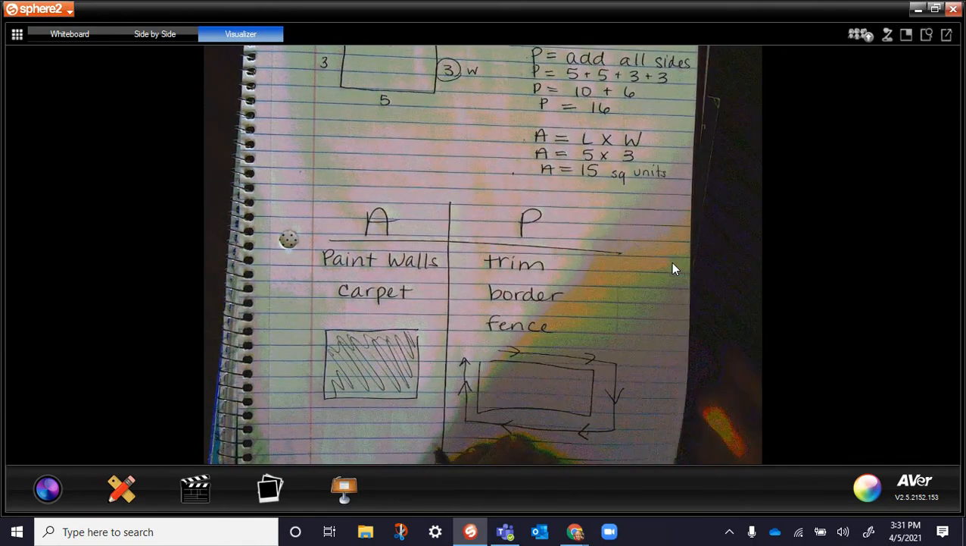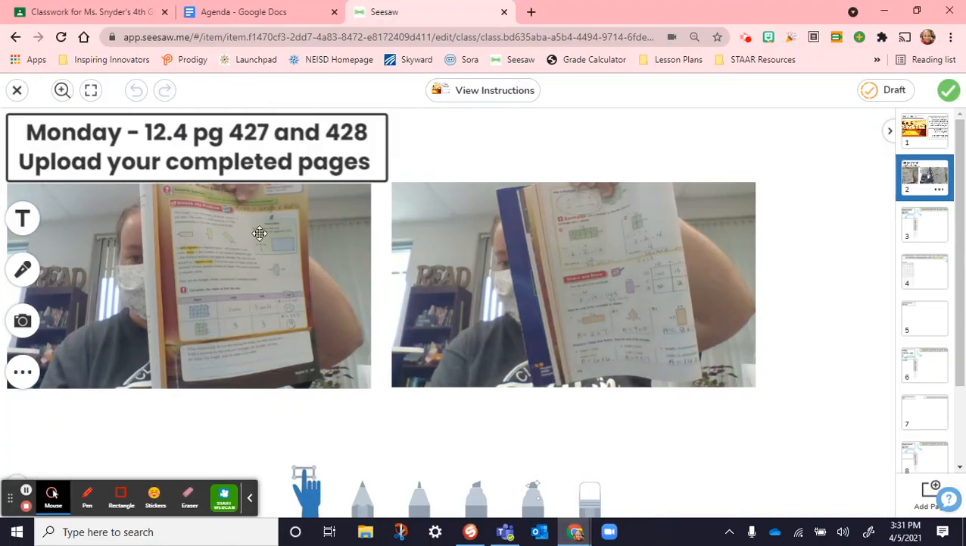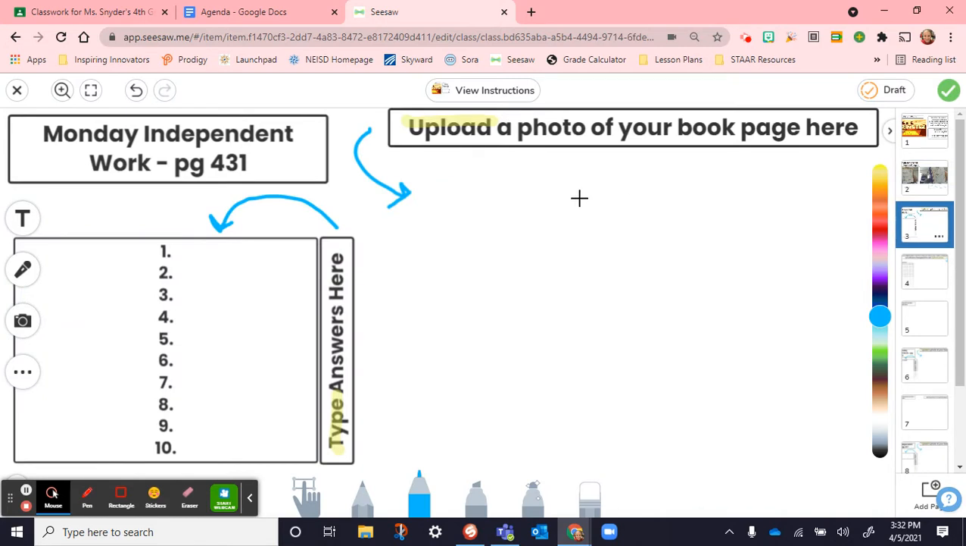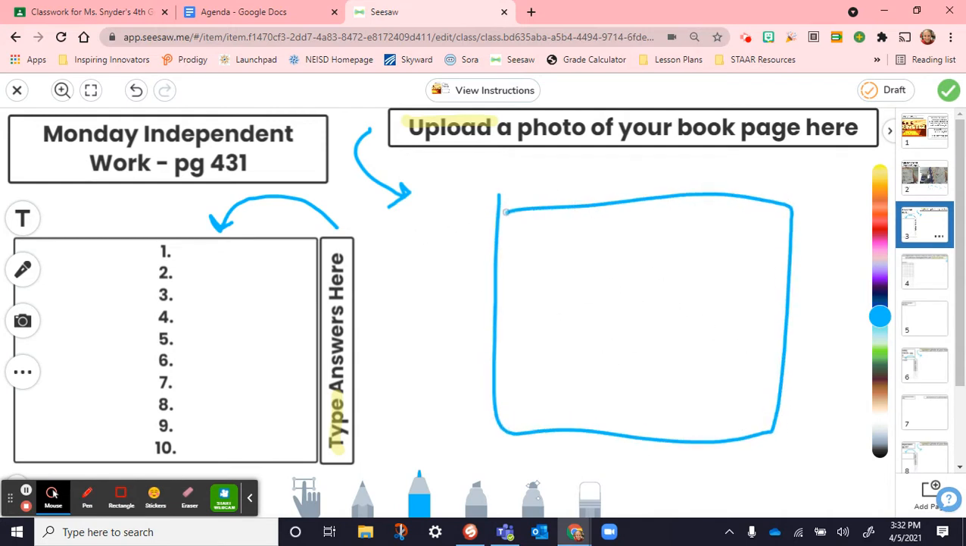All right, then all of those book pages, we took a photo of our completed work and we put that on page 2. So here's page 427. Here's page 428. So upload those 2 pages once you finish the work. And then on page 3, this is your independent work. So you're going to page 431, and you've got questions 1 through 10. So on this part right here, this is going to be your page of completed work.